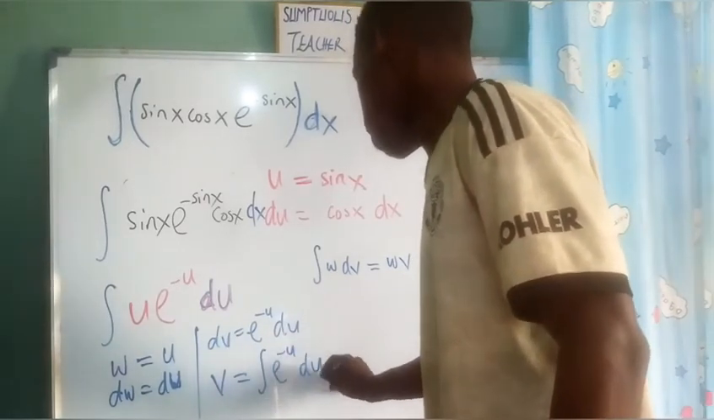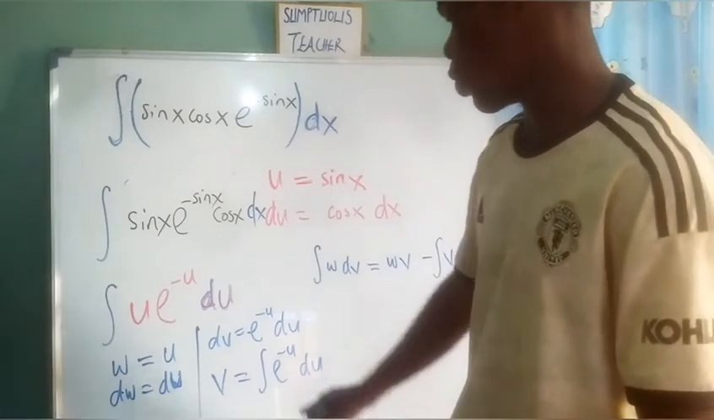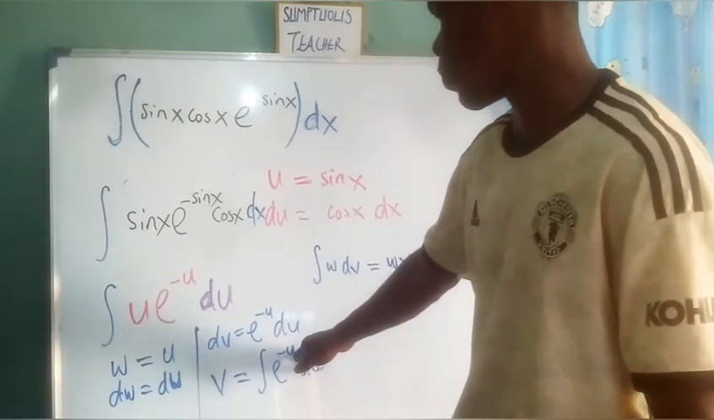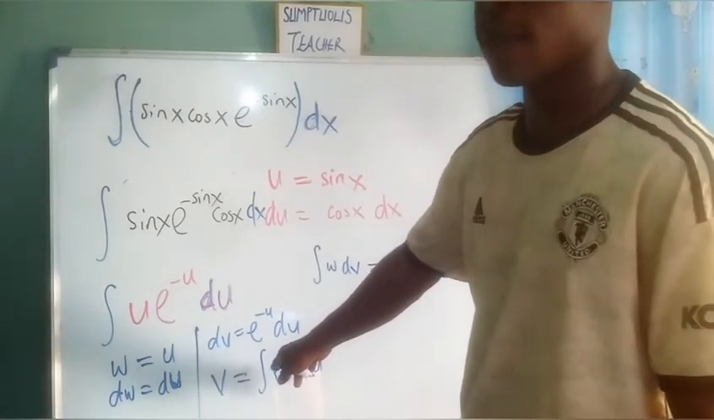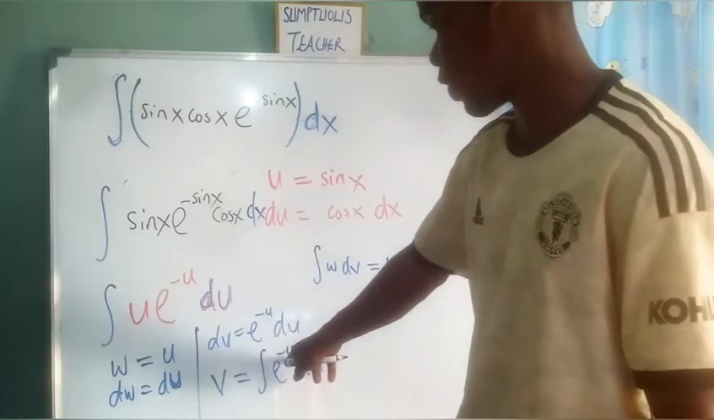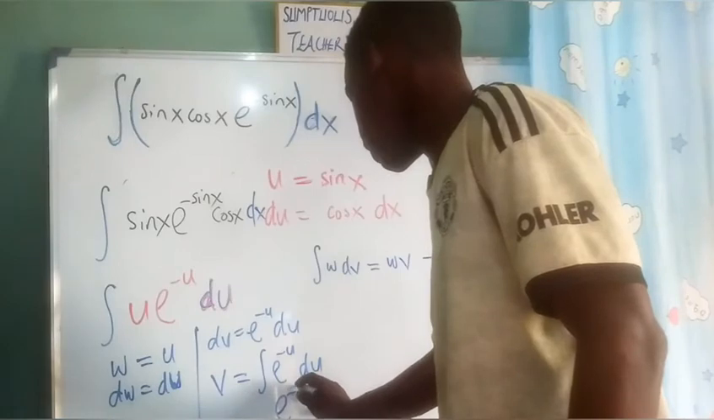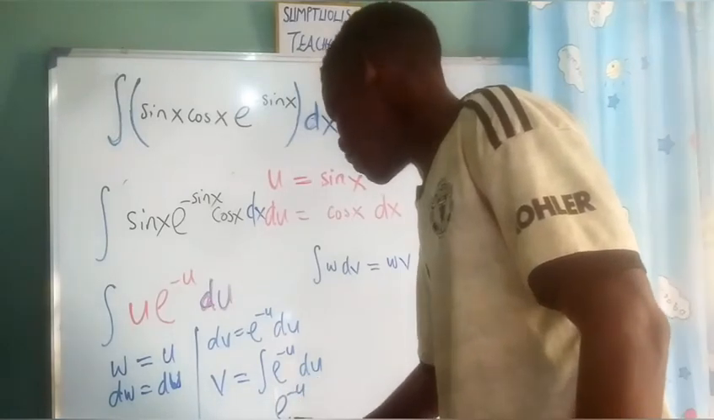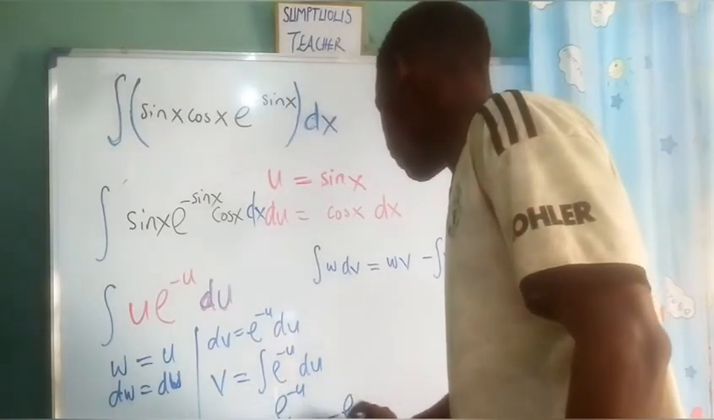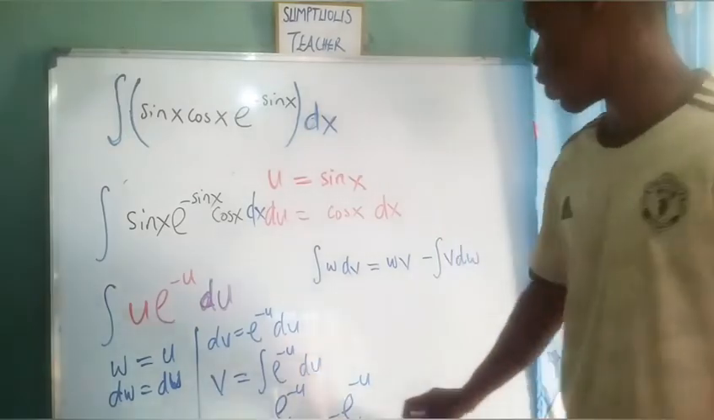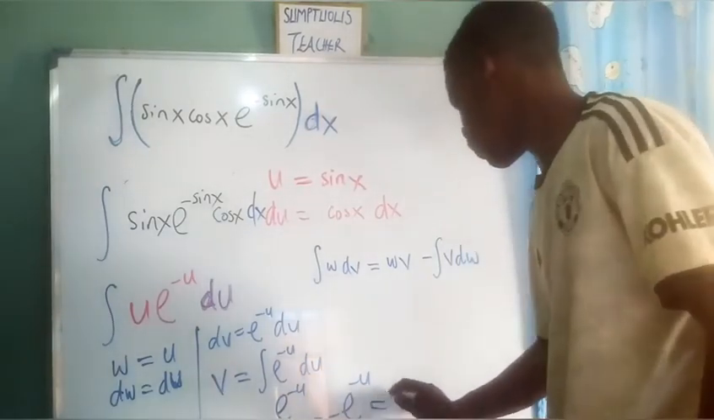Okay, so if we integrate that, we're going to differentiate this exponent here. The derivative of negative u with respect to u is just negative 1. So we're going to have e to the negative u divided by negative 1, which is just negative e to the negative u. Okay, great. So this is our v.